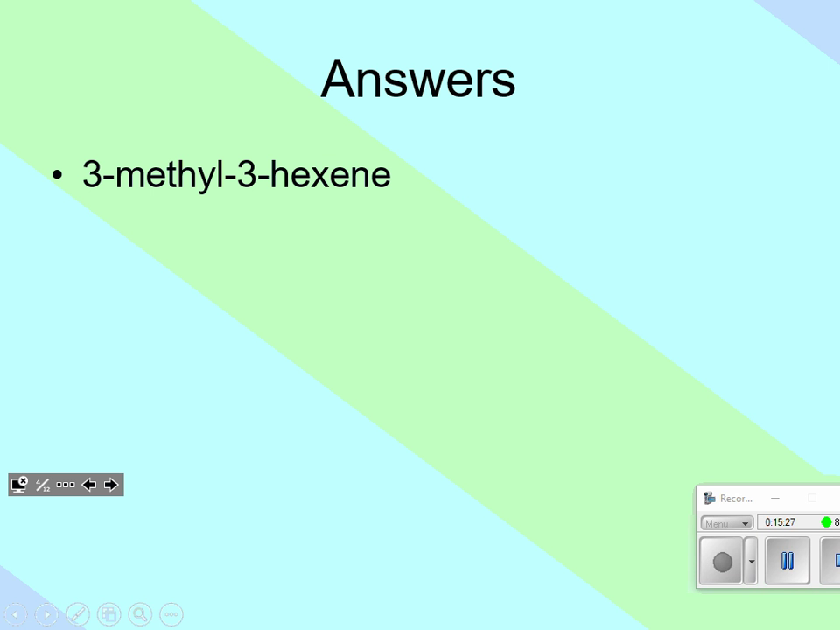Now the second one had 2 double bonds, a little bit trickier. First off, 7-ethyl, because on the 7th carbon was a 2-carbon group, an ethyl group, C2H5. Then, it was a 9-carbon chain, that's why I have non-, but there were 2 double bonds. So it's not a nonene, it's a nonadiene. I then give the location of both double bonds, the 2nd carbon and the 5th carbon.